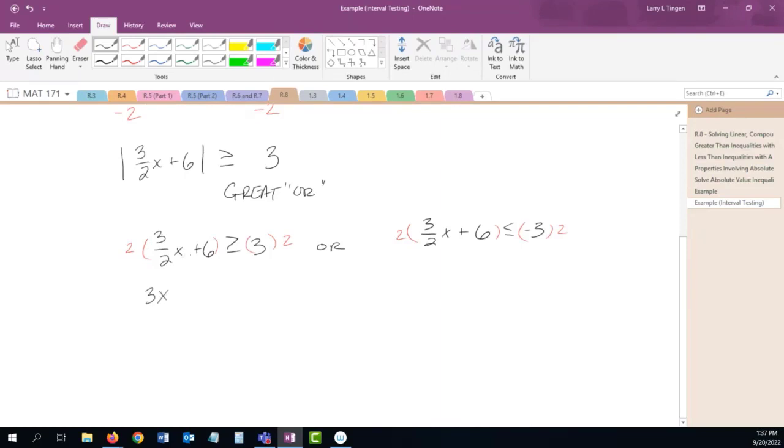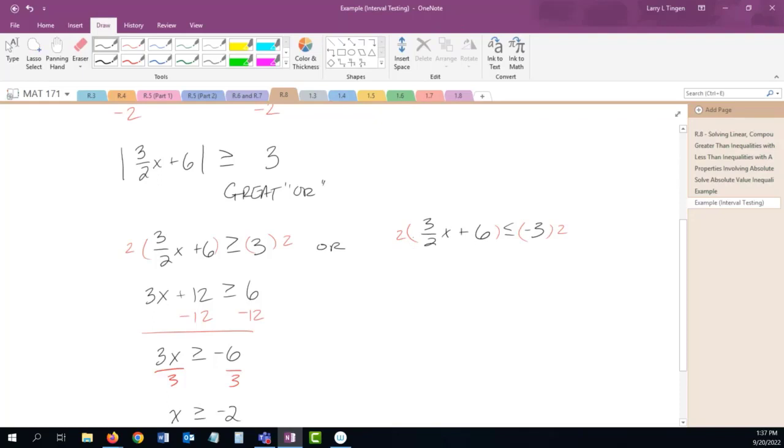So 2 times 3 halves is 3x, plus 6 times 2 is 12, greater than or equal to 6. Everything with an x to one side, everything without to the other. And now I'm looking at 3x greater than or equal to 6 minus 12, which is negative 6. And then divide both sides by 3. And x is greater than or equal to negative 2. That's one of them. Now we'll go the other direction.